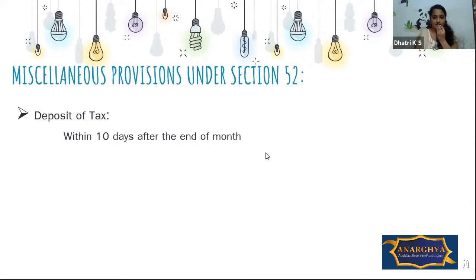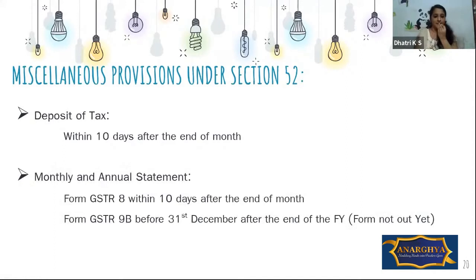Next is monthly and annual statement. After depositing tax, the electronic commerce operator is required to file certain returns with the government. First, he is required to file a monthly return in Form GSTR 8. This needs to be filed within 10 days after the end of the month.